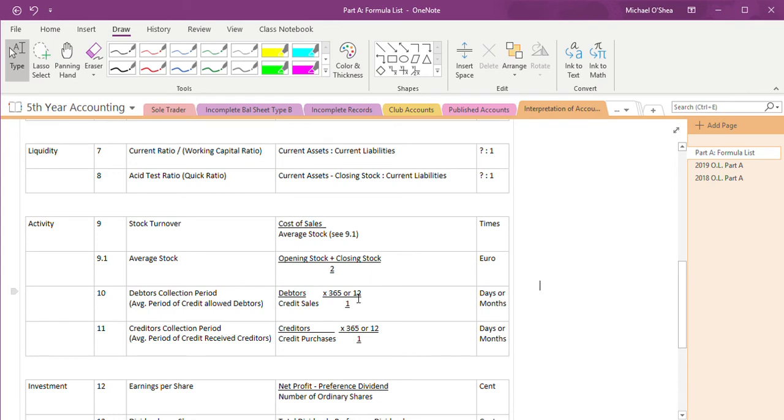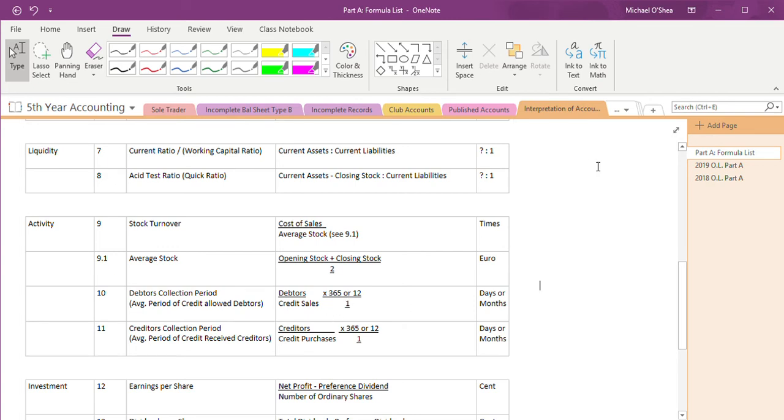So by multiplying it by 365, I get my answer in days, and I'll find the average amount of days it takes my debtors to pay me back. If I multiply it by 12, I'm going to find the months. So it'll tell me 6 months it takes on average to have my debtors pay me back. So either would obviously be used depending on what they ask you for.